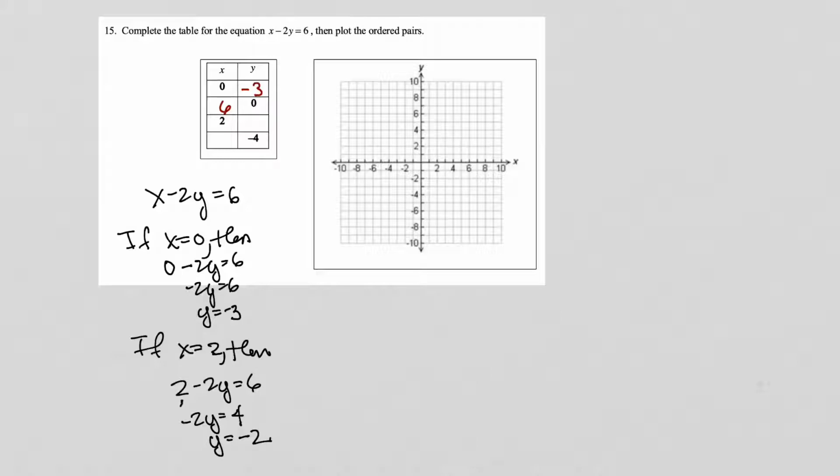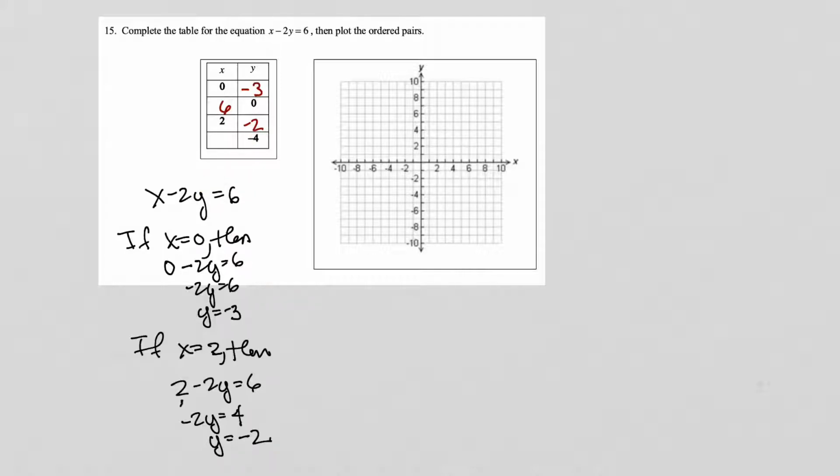So we'll put that negative 2 back up here. So when x is 2, y is negative 2. And now let's complete this by getting this value here for y. When y is negative 4, let's put negative 4 right here. Negative 4 for that y.